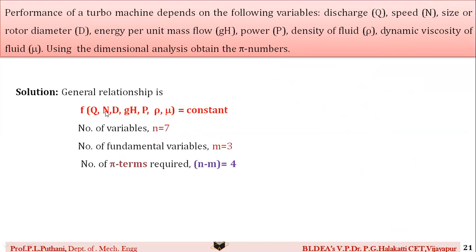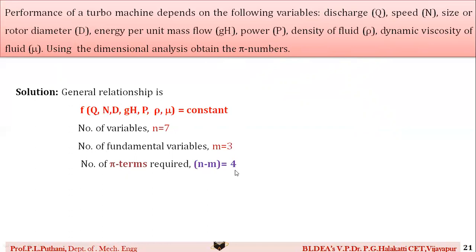As I told you, once we have the question, we have to write the function of all the dependent and independent variables together. That is a function of Q, N, D, GH, P, rho, mu is equal to a constant. Number of variables is 7, n is equal to 7. Fundamental variables, m is equal to 3. So how many pi terms do we get? n minus m, 7 minus 3, is 4.